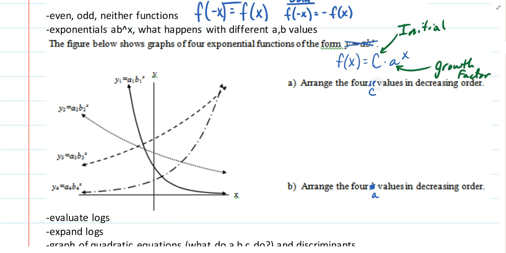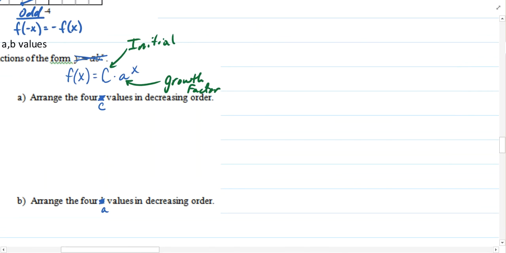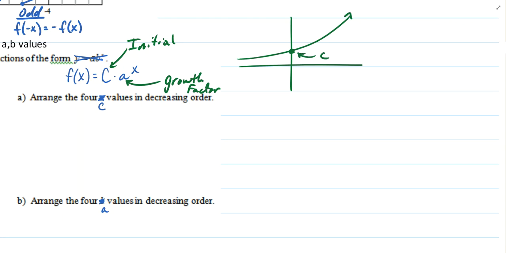And if we're being asked about this question here, to arrange the four c values in decreasing order, we're talking about the four initial values to these functions over here on the left-hand side. Now, generally speaking, with an exponential equation, we talked about it looking like this. This is an exponential growth function, where c, our initial value, is the value of the function right at the y-axis, or when x is equal to 0.